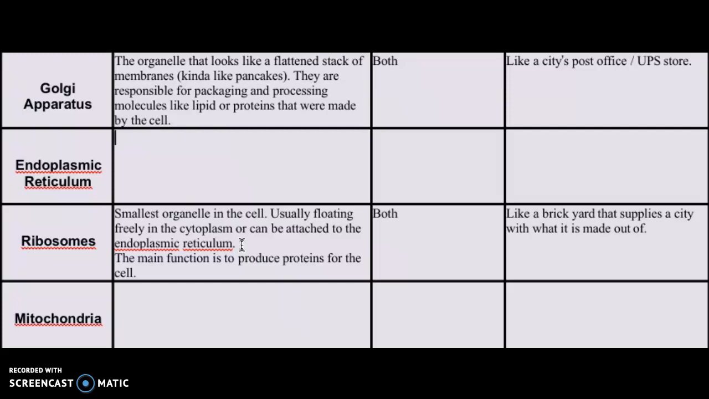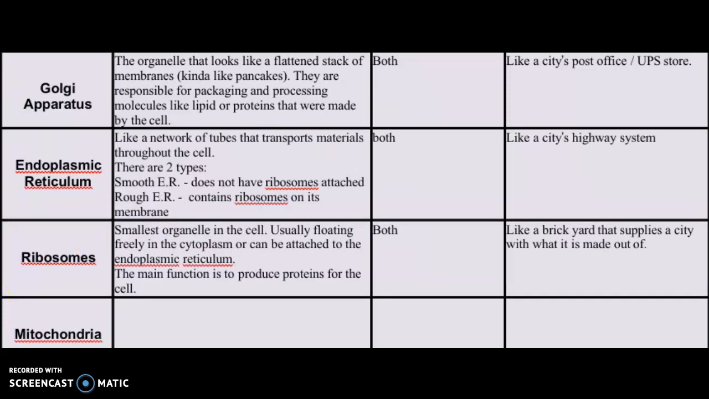Now, the endoplasmic reticulum, once again, is found in both plants and animals, and it kind of looks like a network of tubes. Its main function is to transport materials or various molecules throughout the cells. And if you wanted to compare it to the city, you would say that it functions like a city's highway system, because it's tasked with transporting the materials throughout the entire cell. Now let's try and answer that question.